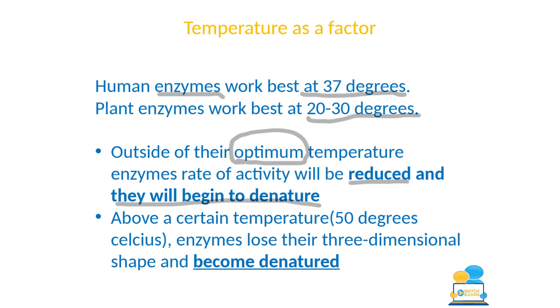So above a certain temperature, generally we say 50 degrees, enzymes lose their shape completely and become denatured. This is a permanent change in their shape. So at this point now, above 50 degrees, enzymes will not function. And if we again refer to our optimum temperature for human enzymes is 37 degrees, at 50 it makes sense that they will not function properly. Plant enzymes work best at 20 to 30. Over 50 degrees, again, they will become denatured and will not carry out any rate of activity.